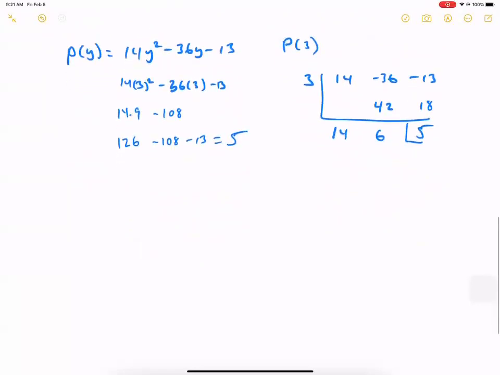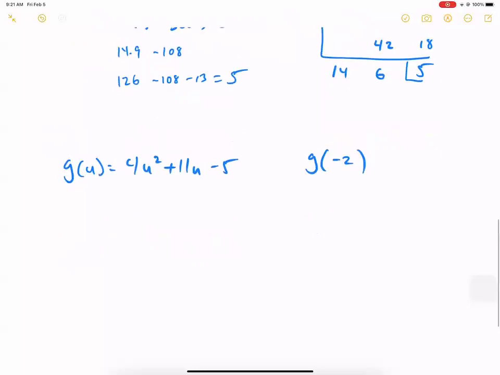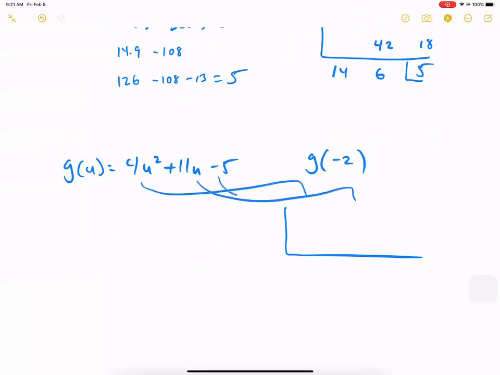But does this work for negatives? Let's see if this works for negatives. So here is a different letter: u equals 4u squared plus 11u minus 5. And we want to solve for u of negative 2. Right? So I want you guys to do the synthetic division. I want you guys to set that up yourself. And I will do this the long way. Now again, remember you're copying the 4, the 11, and the negative 5. Make sure you don't forget the negative.